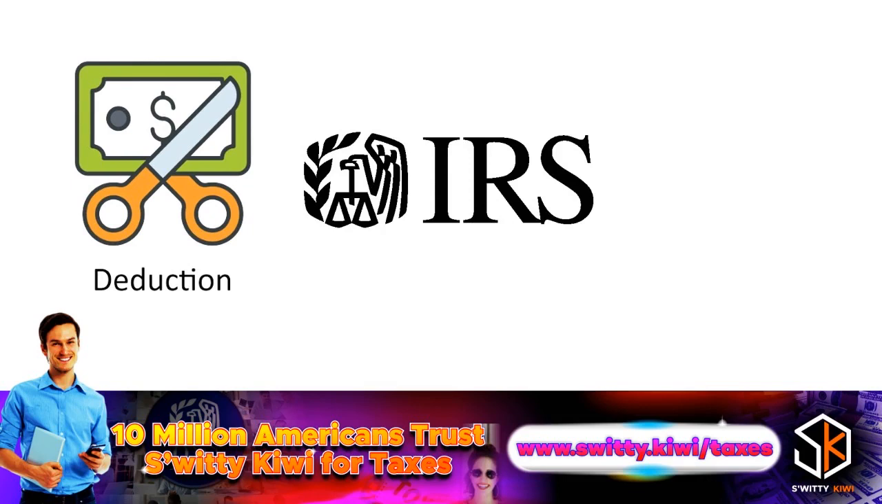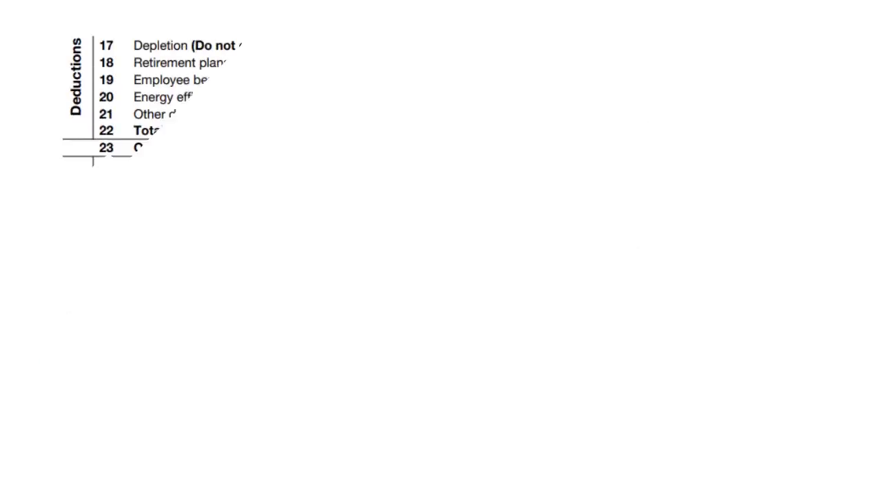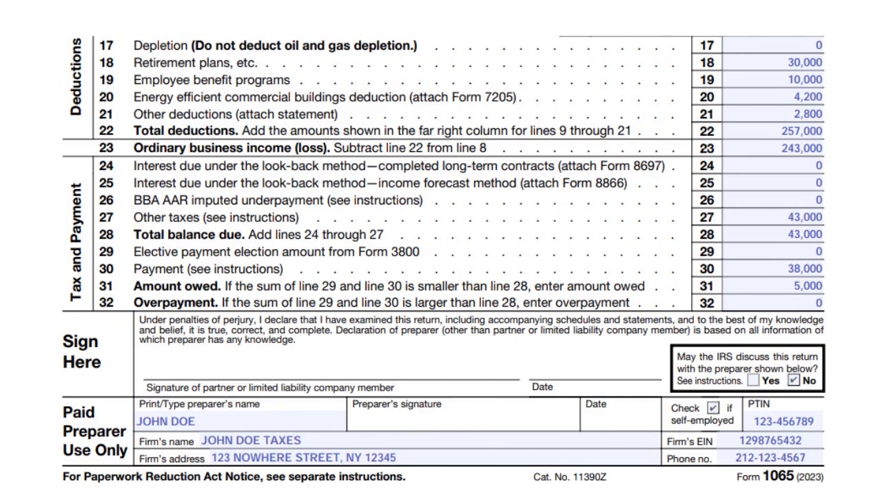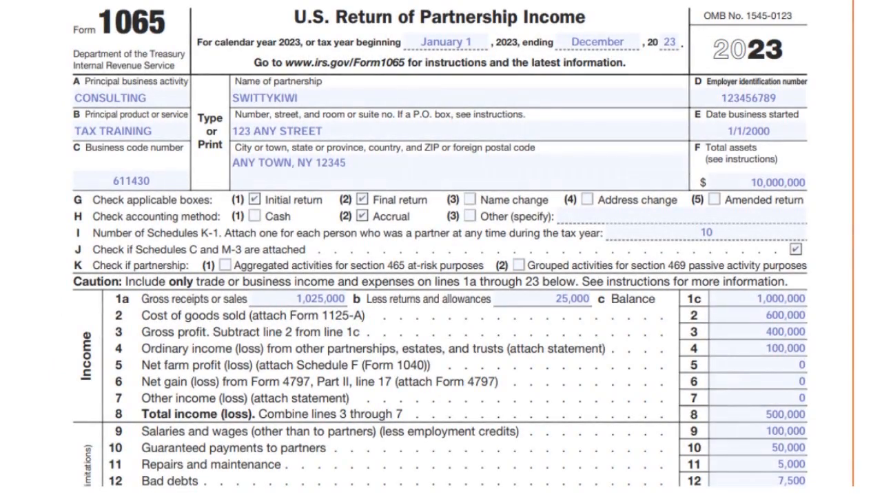In other words, the IRS wants you to provide explanatory statements, so everything is clear for the agency as well. So when you add everything from line 9 all the way through line 21, you actually get $257,000. Okay. And so the ordinary business income here is actually 243, because remember, when you deduct, I want to quickly show you the first form so you have a clear idea.